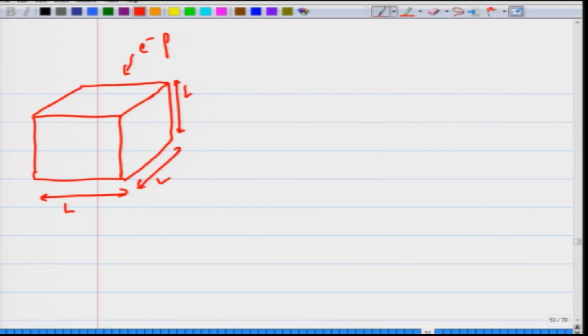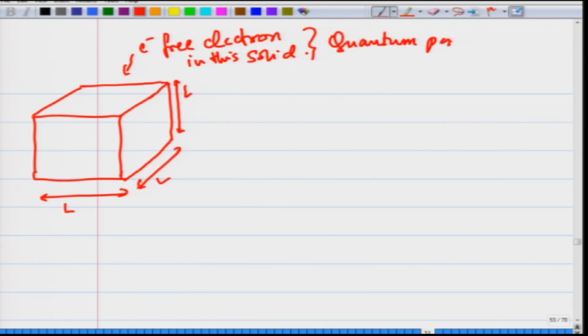The electron is a free electron in this solid. It's a quantum particle. So its energy states will be governed by Schrodinger's equation, which is minus h cross square by 2m del square psi k is equal to Ek psi k, where this is the wave function of the electron carrying a momentum k and with an energy eigenstate Ek. As you can see, this is the Schrodinger's equation.